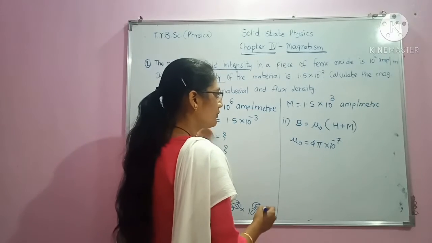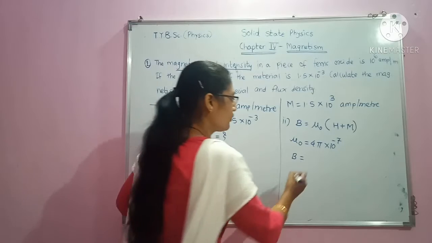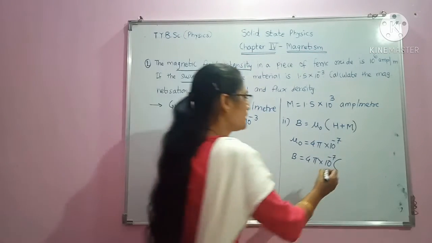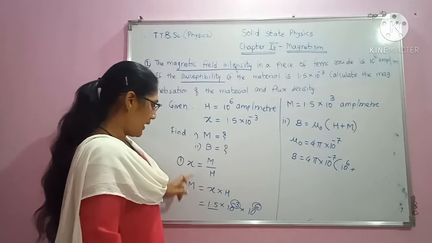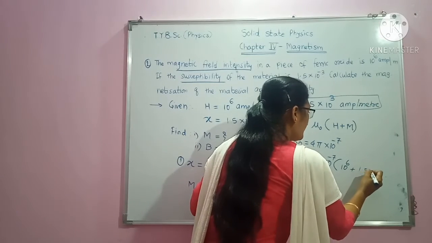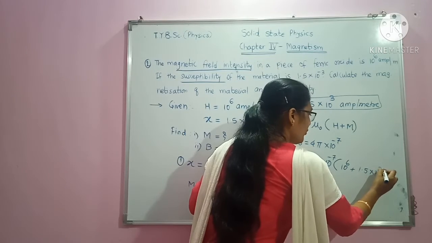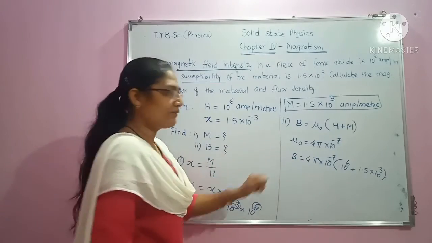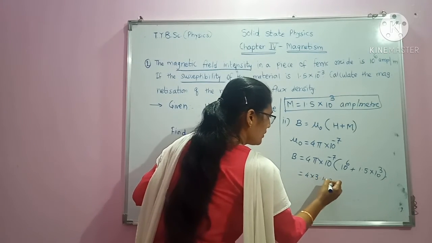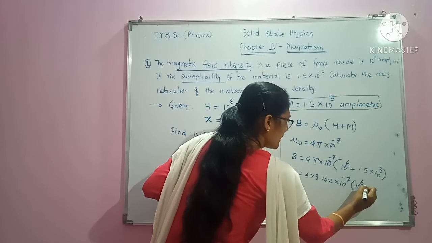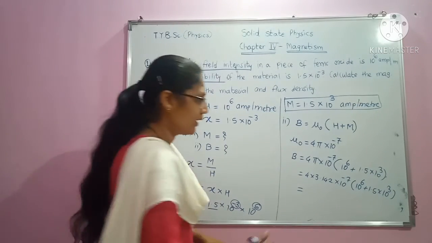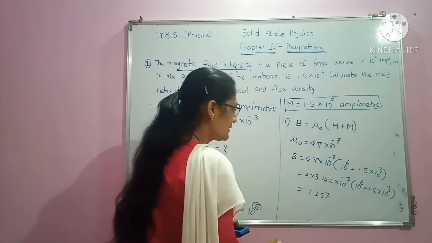So let's substitute the given values. B, the magnetic induction, is equal to 4 pi into 10 raised to minus 7 into the value of H, which is given as 10 raised to 6, plus the value of M. M we have calculated and found as 1.5 into 10 raised to 3. Substitute the value of pi as 22 upon 7 or 4 into 10 raised to minus 7 into 10 raised to 6 plus 1.5 into 10 raised to 3, and you will obtain the value of B as 1.257.